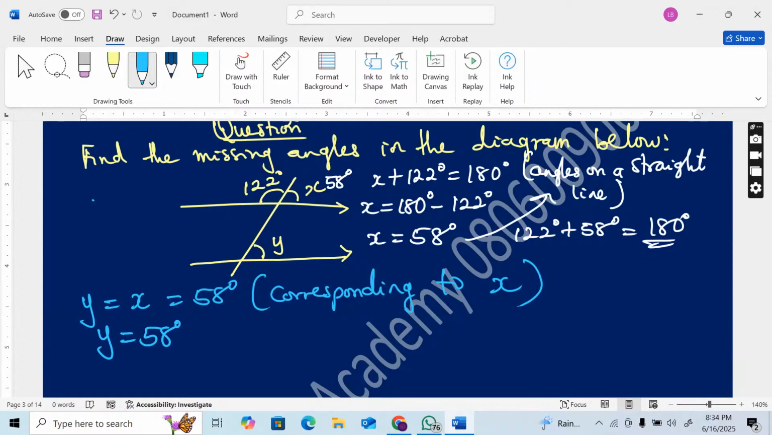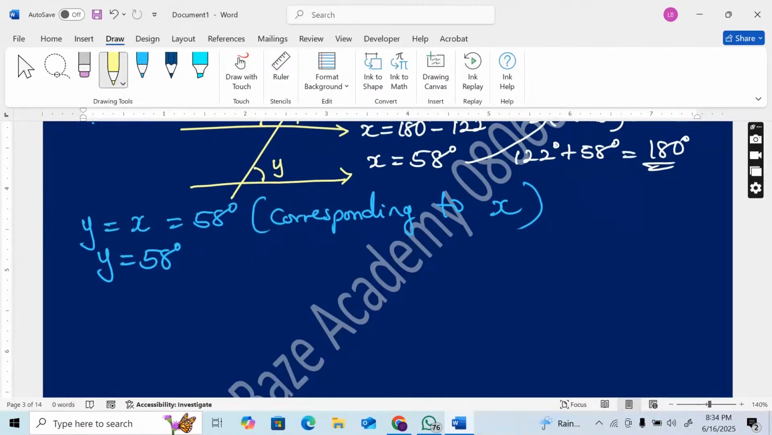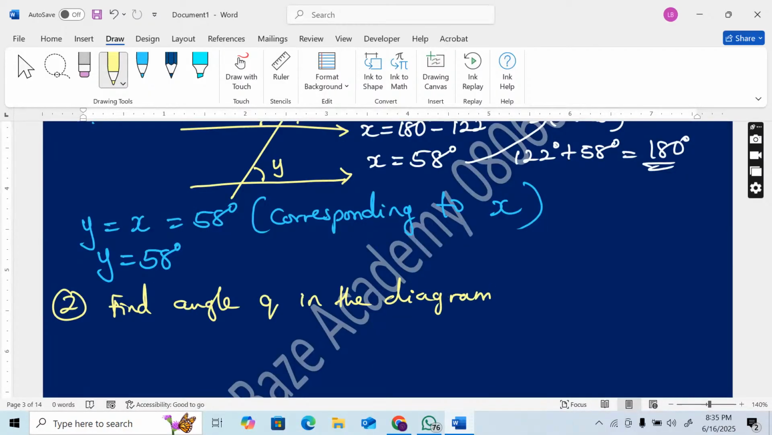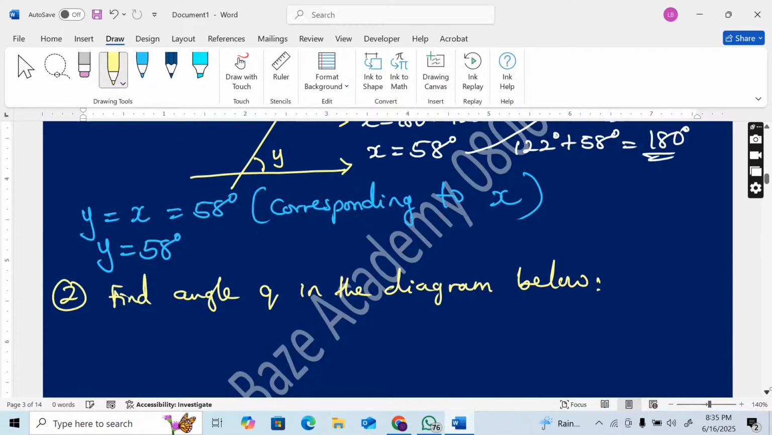All right, so moving on to another question on corresponding angles. Find angle Q in the diagram below.